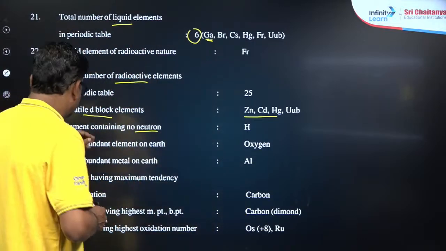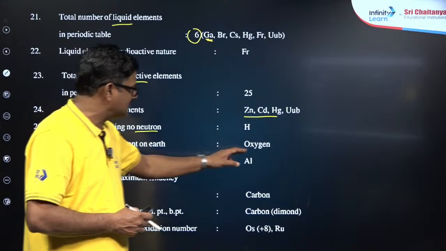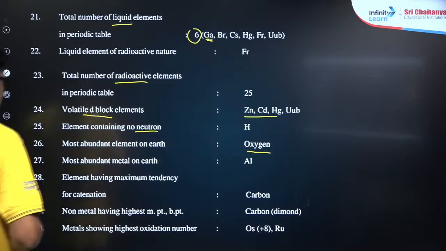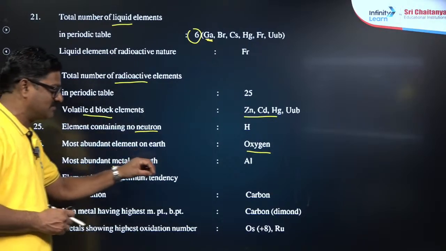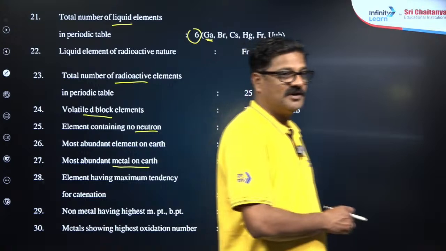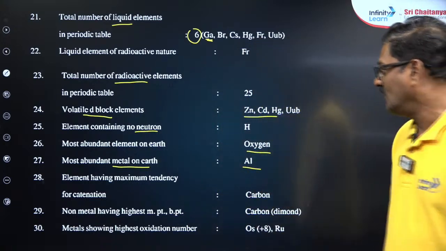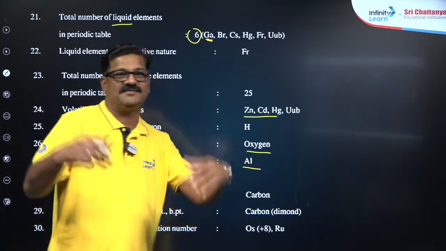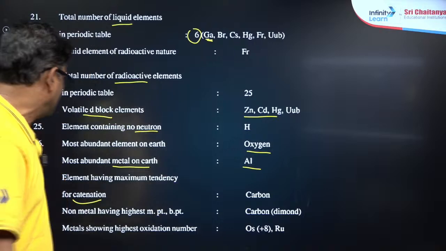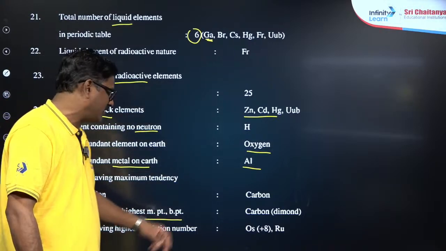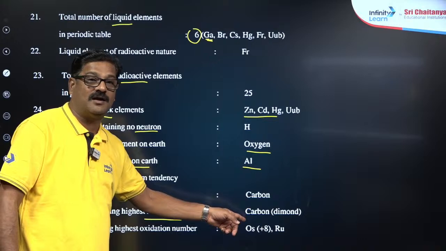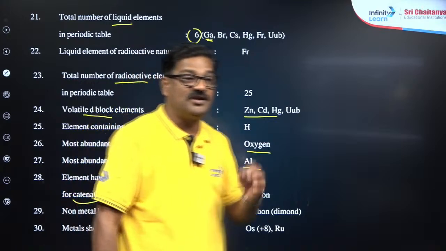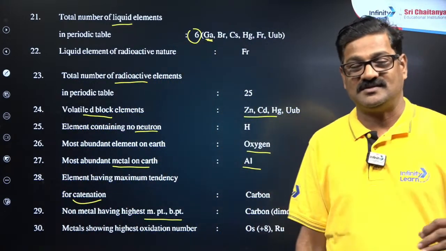And the most abundant element on the earth, oxygen, in the earth crust, right? The most abundant metal in the earth crust is aluminum. And the element having maximum tendency of catenation, carbon. That's the reason why it forms chains and links. And the non-metal having the highest melting point and boiling point, carbon. Diamond allotrope has the highest melting point. The hardest naturally known material is diamond.